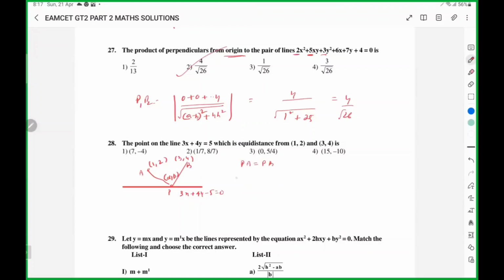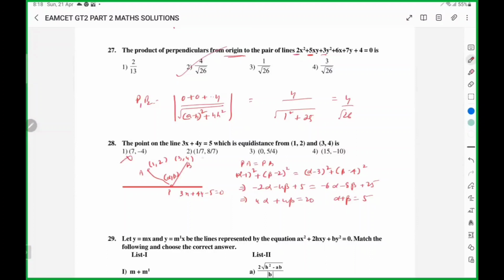So alpha minus 1 whole square plus beta minus 2 whole square is alpha minus 3 whole square plus beta minus 4 whole square. So alpha square and beta square get cancelled. Minus 4 beta plus 5 is 8 beta, 9 plus 16, 25. 4 alpha plus 4 beta is 20. Alpha plus beta is 5.